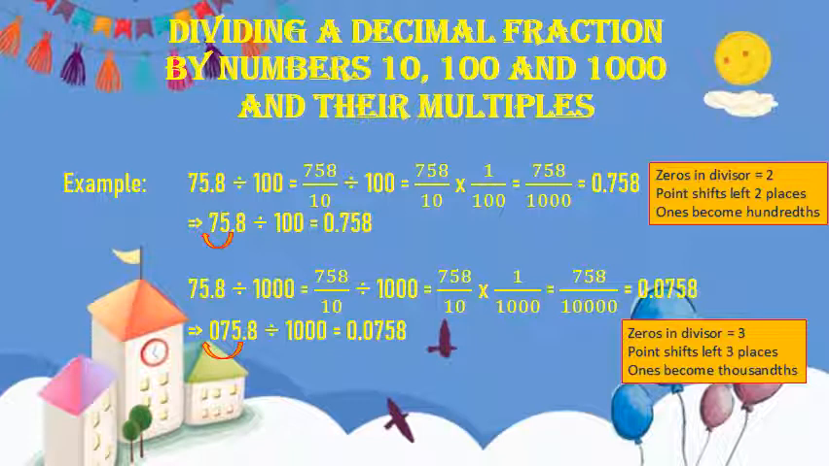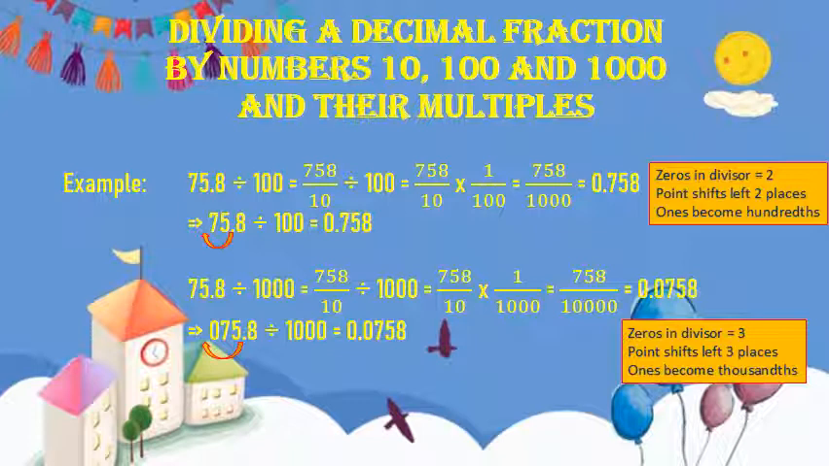Now children, you just observe that the number of zeros in the divisor 100 is 2. So the decimal point in the product shifts 2 places towards the left side, right? So the decimal point which was before 8 now shifts 2 places towards the left side, and now it has come before 7, and therefore our product is 0.758.